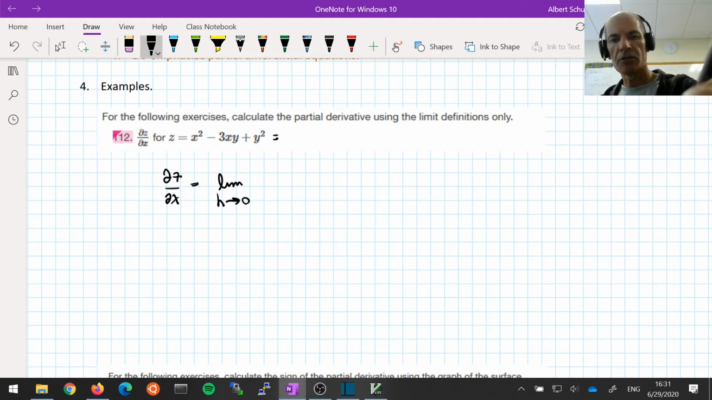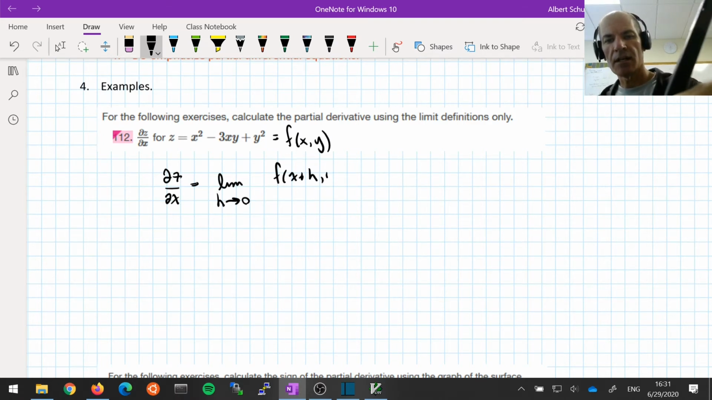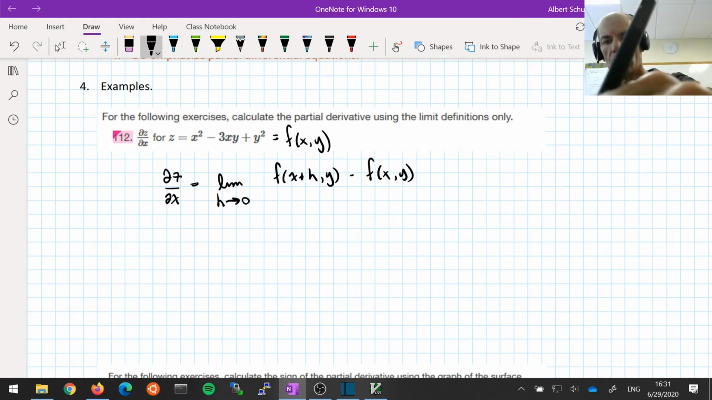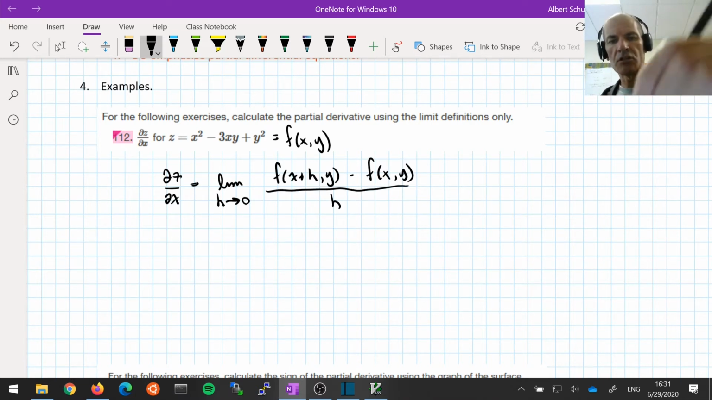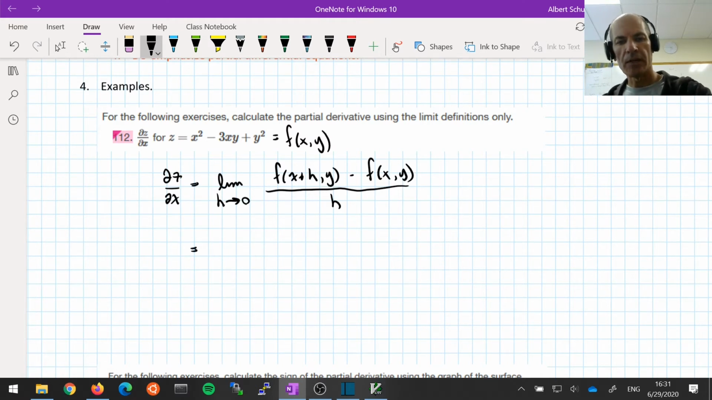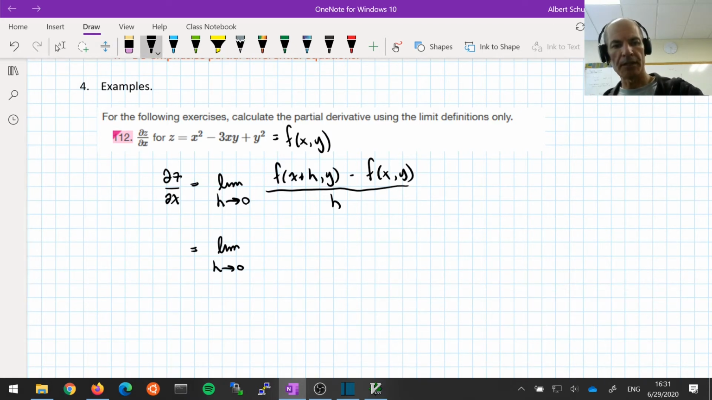Just for the sake of keeping track of things, I'm going to call this thing f of x and y. f of x plus h comma y minus f of x y, over h. And now let's fill in all the bits. So we have the limit as h goes to 0.